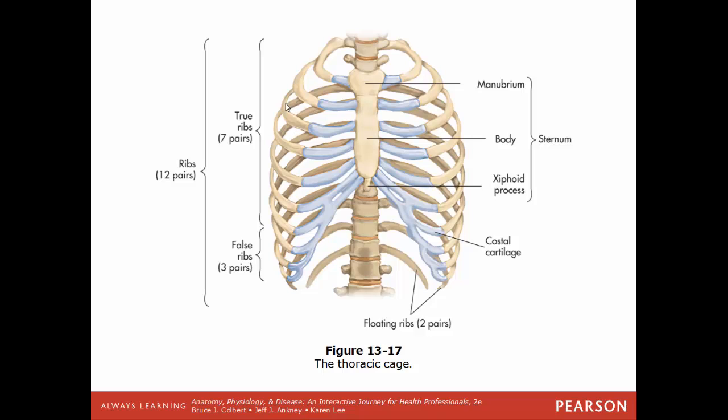All right, the first 7 pairs of ribs, 1 through 7, are the true ribs. They connect directly from the vertebral column right to the sternum. The next 3 pairs are the false ribs. They connect to the costal cartilage first, and then on to the thoracic vertebrae in the back. And the last 2 pairs, the floating ribs here, only attach to the thoracic vertebrae. There's no anterior attachment. They aren't connected anywhere to the sternum at all.